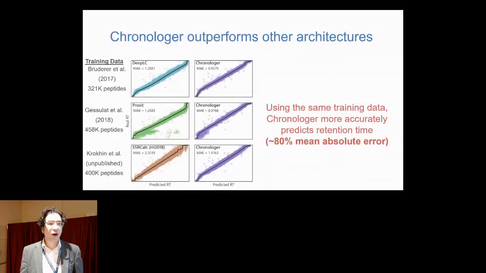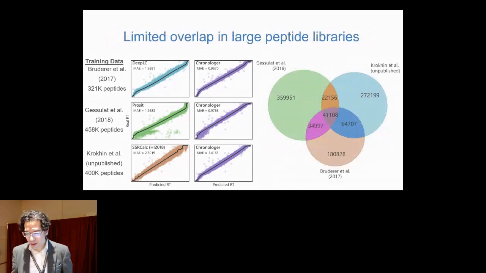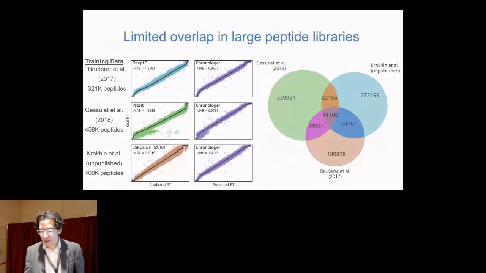This gave us a lot of hope that we were onto something. But the other thing that gave us a little inkling of inspiration was the fact that these data sets these tools were trained off of, in these cases we're training off of exactly the same data as DeepLC used, or as Prosit used, or as SSRCalc used, and we're achieving better results. If we look at the overlap in those peptide sequences, there's shockingly little overlap because of how they were derived, right?